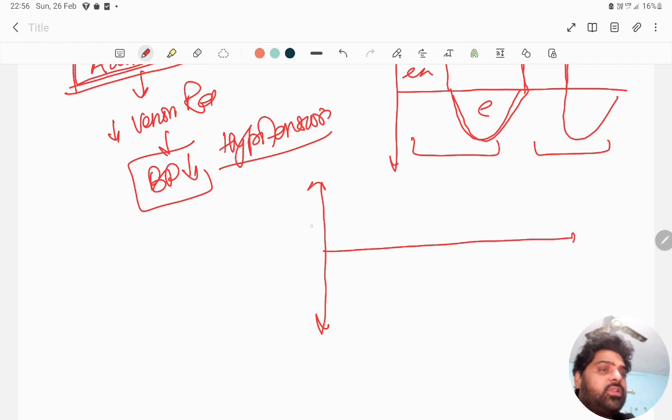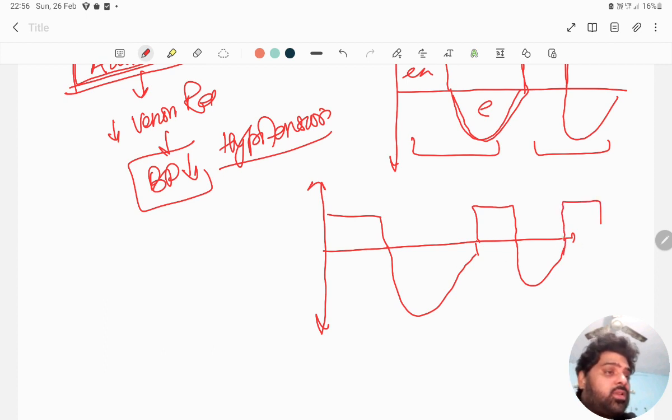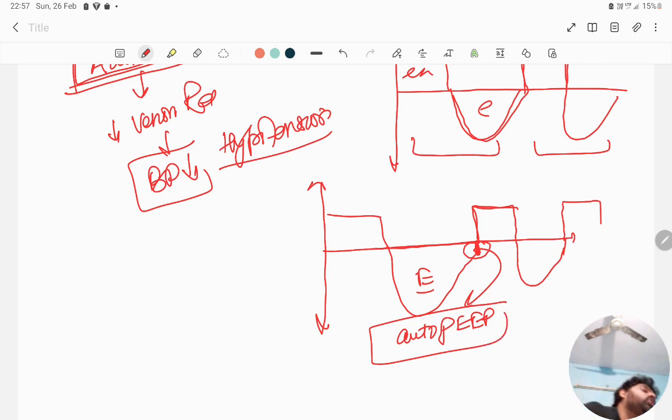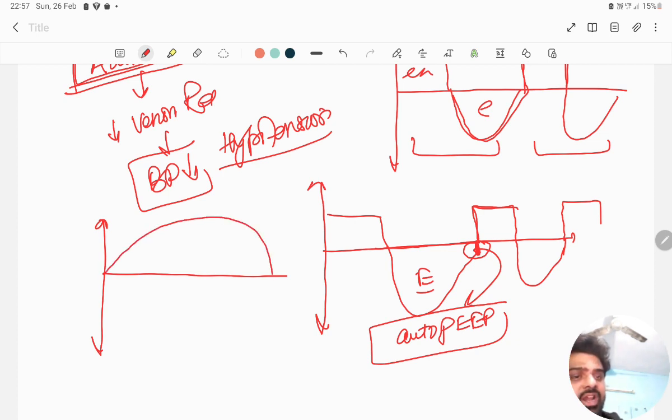Now see this flow time loop. This is the inspiration, this is the expiration. Now see, before the expiration is able to touch this baseline, next inspiration starts. That means the next inspiration starts before the expiration has ended, and this is a sign telling us that there is auto-PEEP. So if your ventilator is showing a flow time curve, then by just seeing the expiratory graph, you can understand there is auto-PEEP. Secondly, there is a flow volume loop. In a normal flow volume loop, expiration will come and touch this base point. But in case of auto-PEEP, it will remain like this. So this is also telling about auto-PEEP.